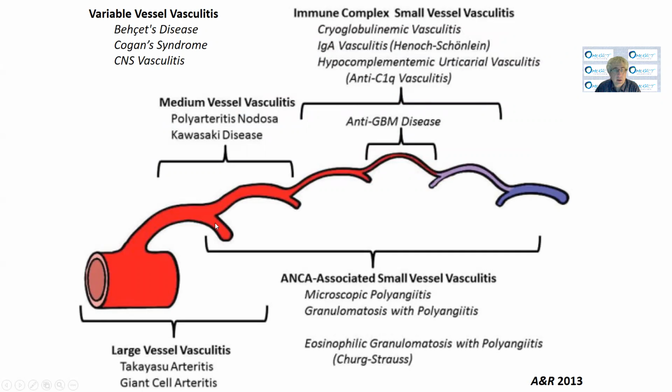This is a list of many of the different forms of vasculitis, and what we're studying today is ANCA-associated vasculitis, in particular microscopic polyangiitis and granulomatosis with polyangiitis. Long, complicated names, but I'm just going to talk about ANCA-associated vasculitis to capture all of these.